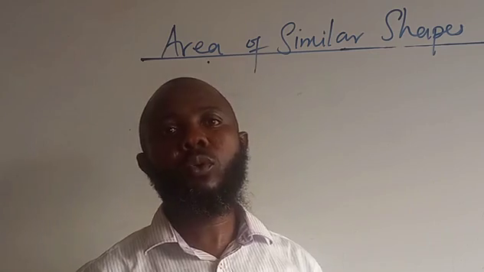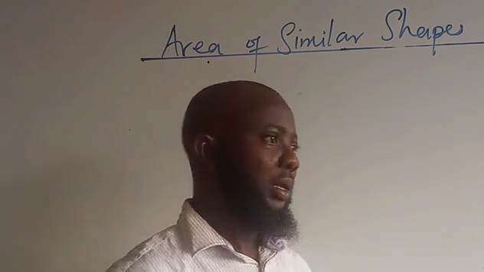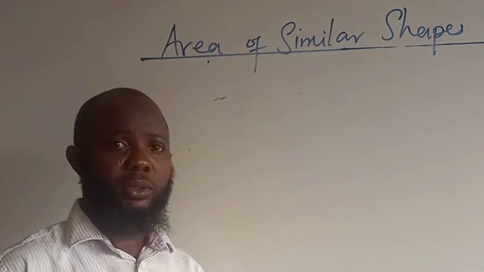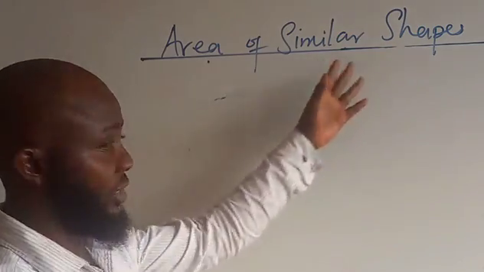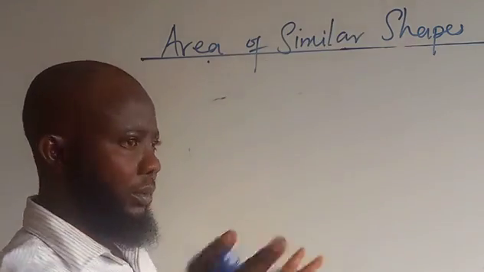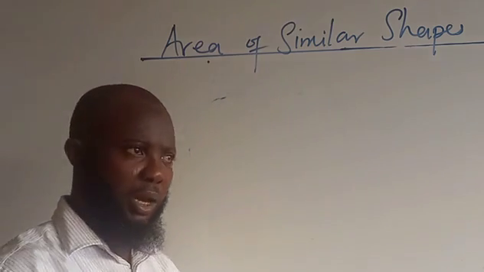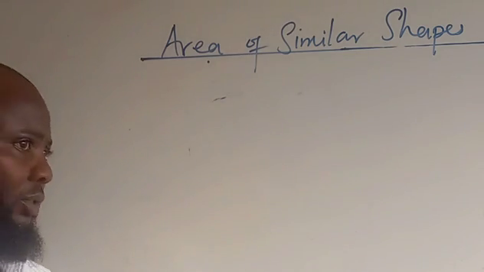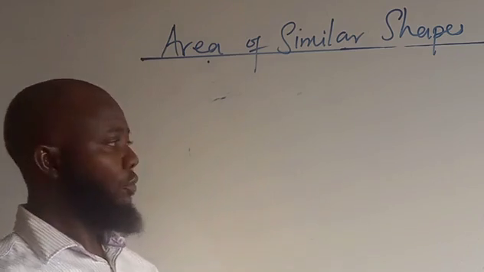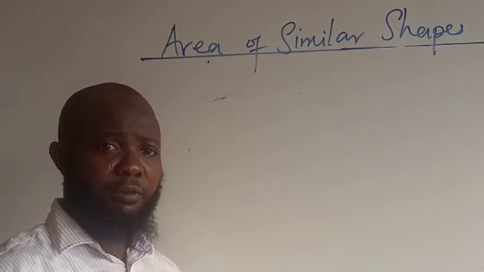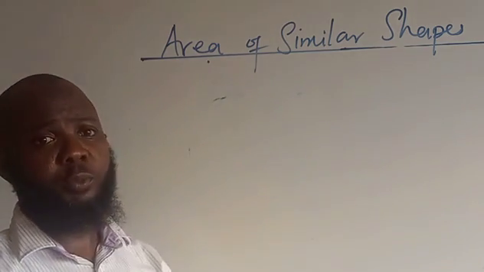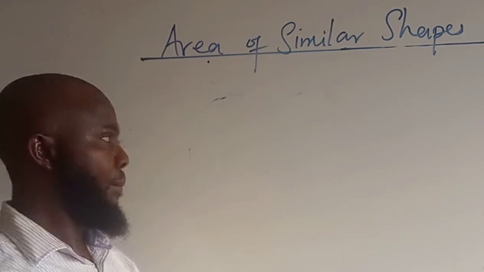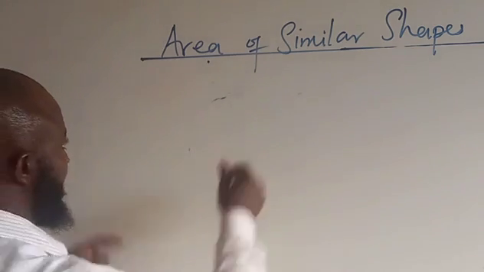In this video, we'll be looking at area of similar shapes. As we have discussed before, we've discussed similar shapes, the concept. So let's look at how to find area of similar shapes. Don't forget that for two shapes to be similar, the ratio of their corresponding sizes must be the same. What do I mean by that?